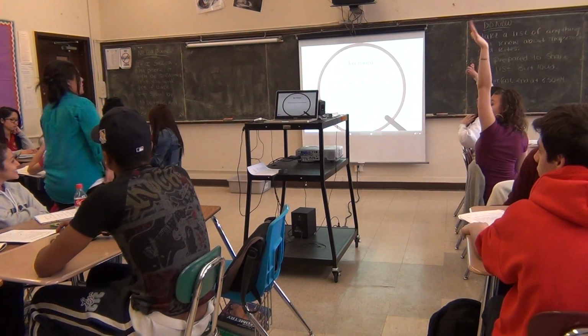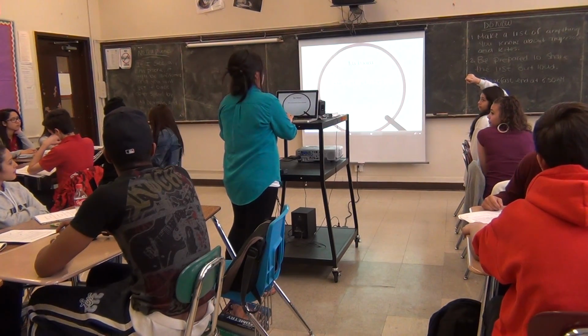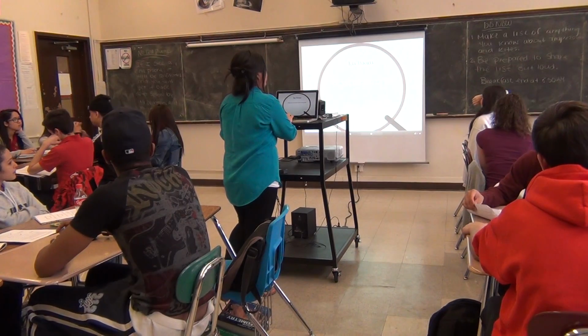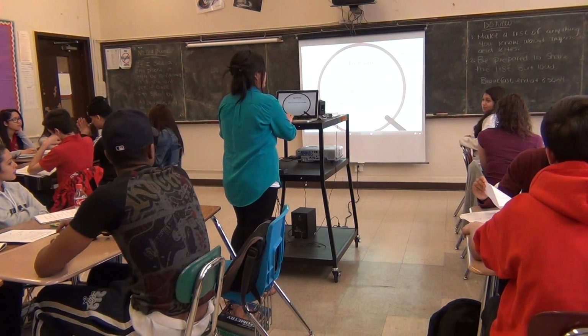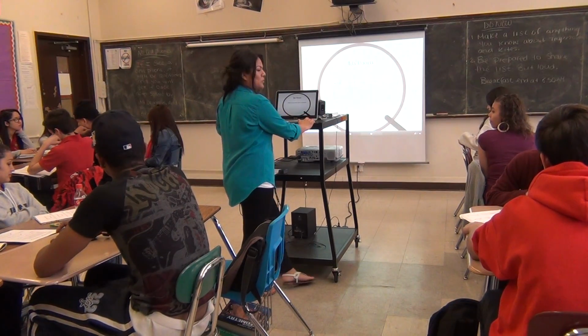Okay, this is an isosceles trapezoid, Sienna. It has one pair of parallel sides. One pair of parallel sides, okay. Their angles add up to 360 degrees. Good job. Their angles do add up to 360 because it's four sides.